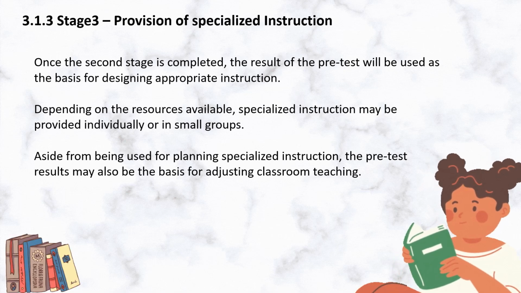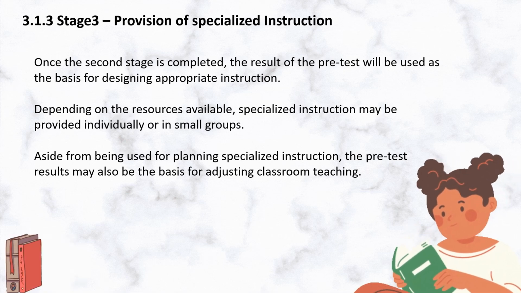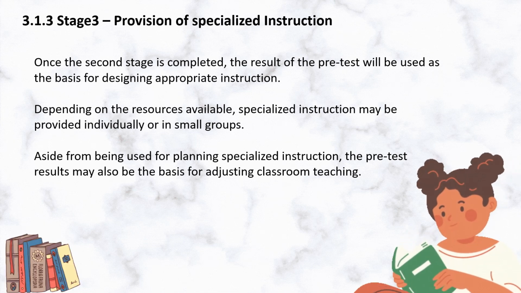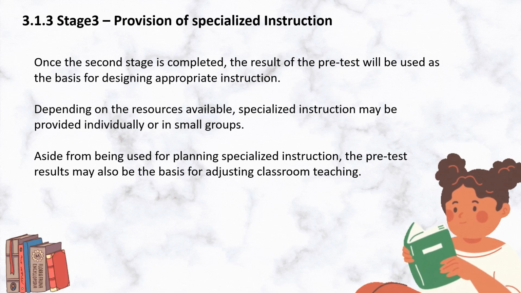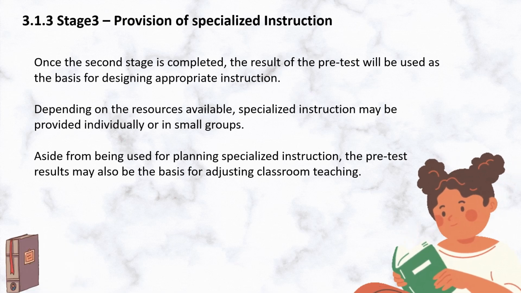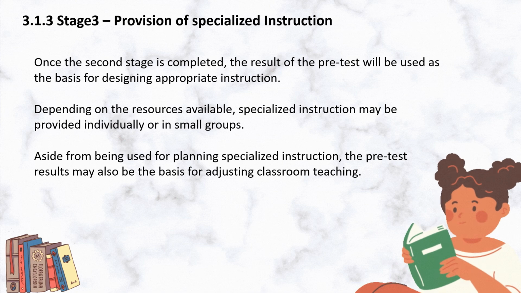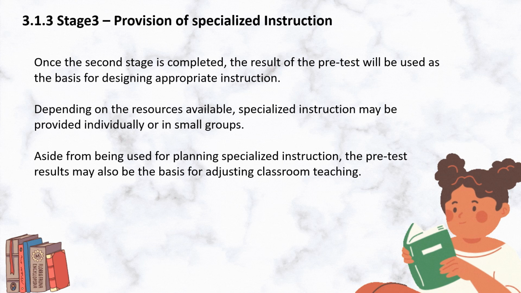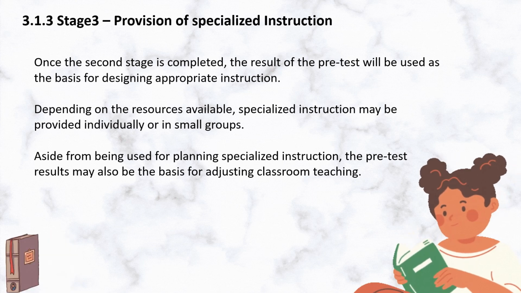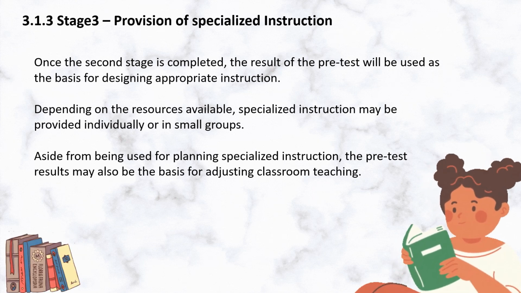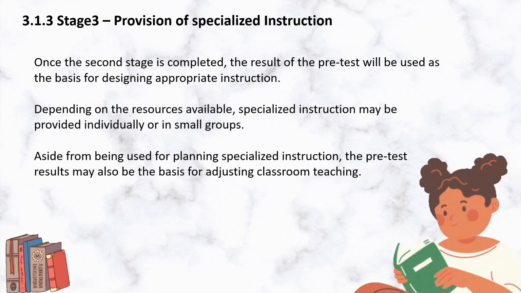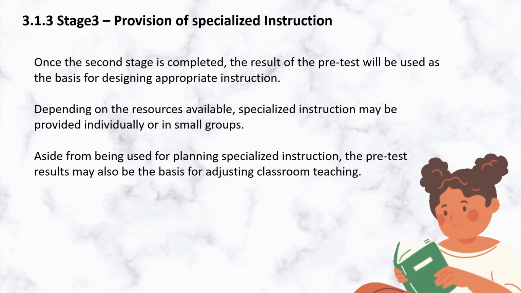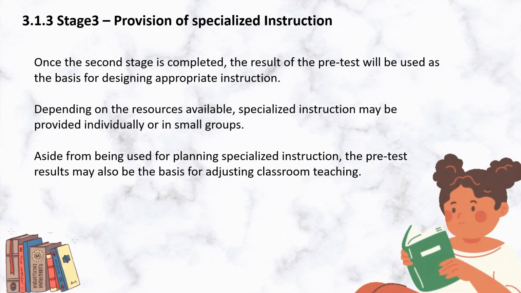Stage 3. Provision of specialized instruction. Once the second stage is completed, the result of the pretest will be used as a basis for designing appropriate instruction. Depending on the resources available, specialized instruction may be provided individually or in small groups. Aside from being used for planning specialized instruction, the pretest result may also be the basis for adjusting classroom teaching.